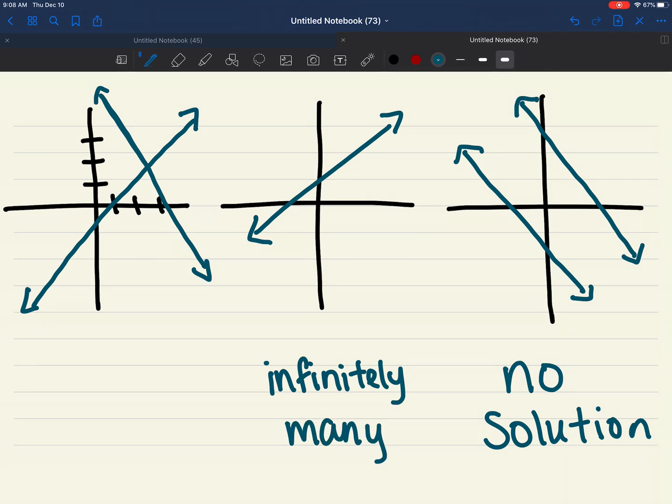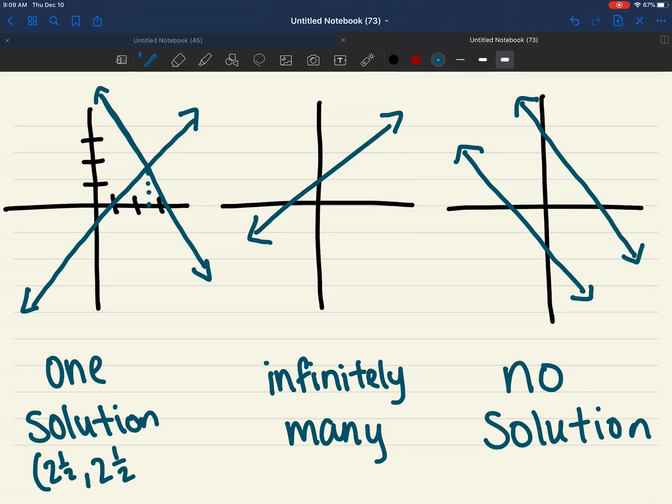What's the other one out of the three? What would this one be? One solution. When you get one solution, you have to tell what it is. Can anyone tell me what that one solution is? It's the one where they cross. Really, this one's kind of at 2.5, 2.5. So, one solution, the two lines will always cross. They will meet at one point. You need to say what that ordered pair is.